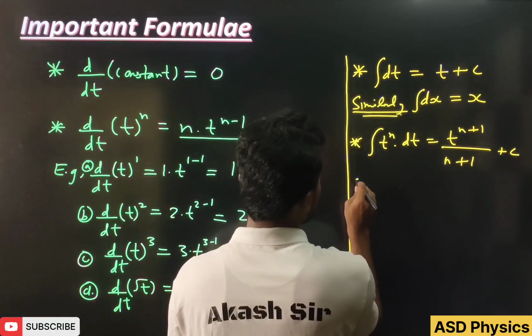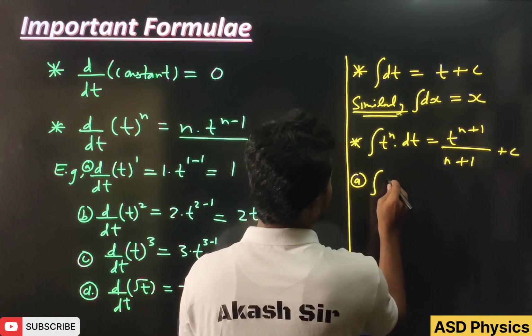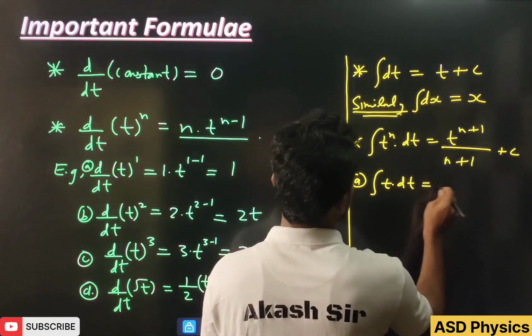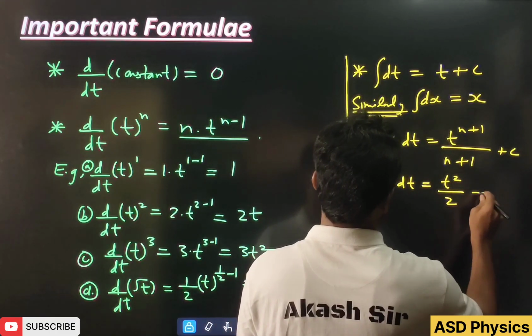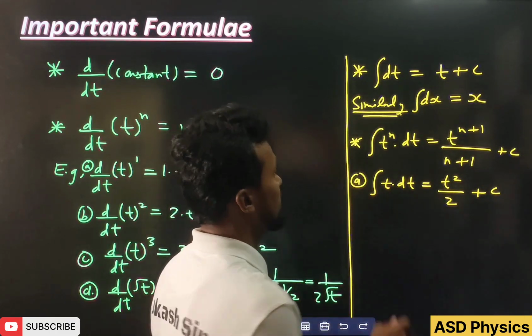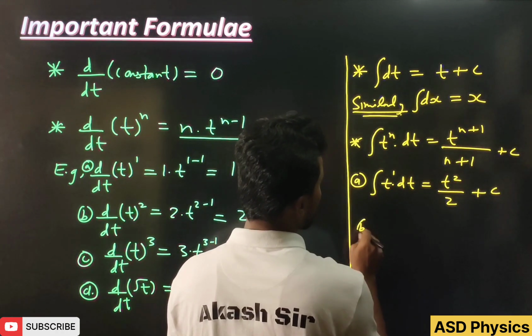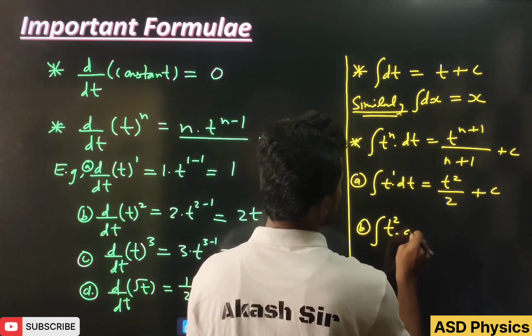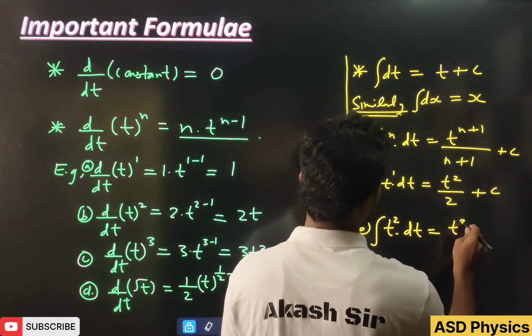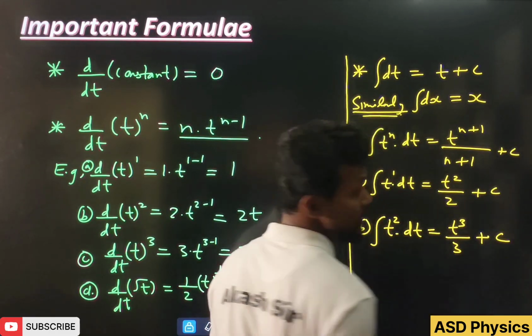Okay, great. See here, if it is given integration of t into dt, it will be how much? t square by 2 plus c, just put the value of n as 1. Okay, and this formula I have used here. Similarly, if it is given t square into dt, it will become t cube by 3 plus c.